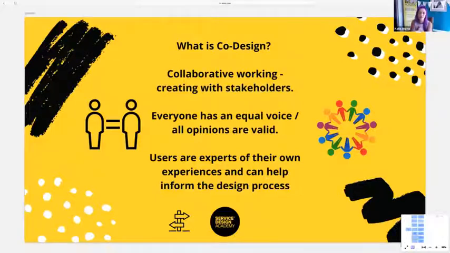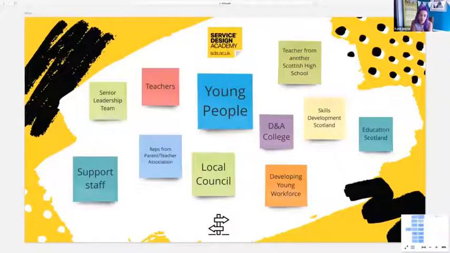So what did we do? We invited young people, local council, representatives from the Parent and Teacher Association, support staff, teachers from other Scottish high schools, the college, Skills Development Scotland, Education Scotland, Developing the Young Workforce, as well as the senior leadership team, to be able to get a really wide, broad approach to what we were doing and get all of their insights as we were starting to create the new things that were going to be going on in this school.